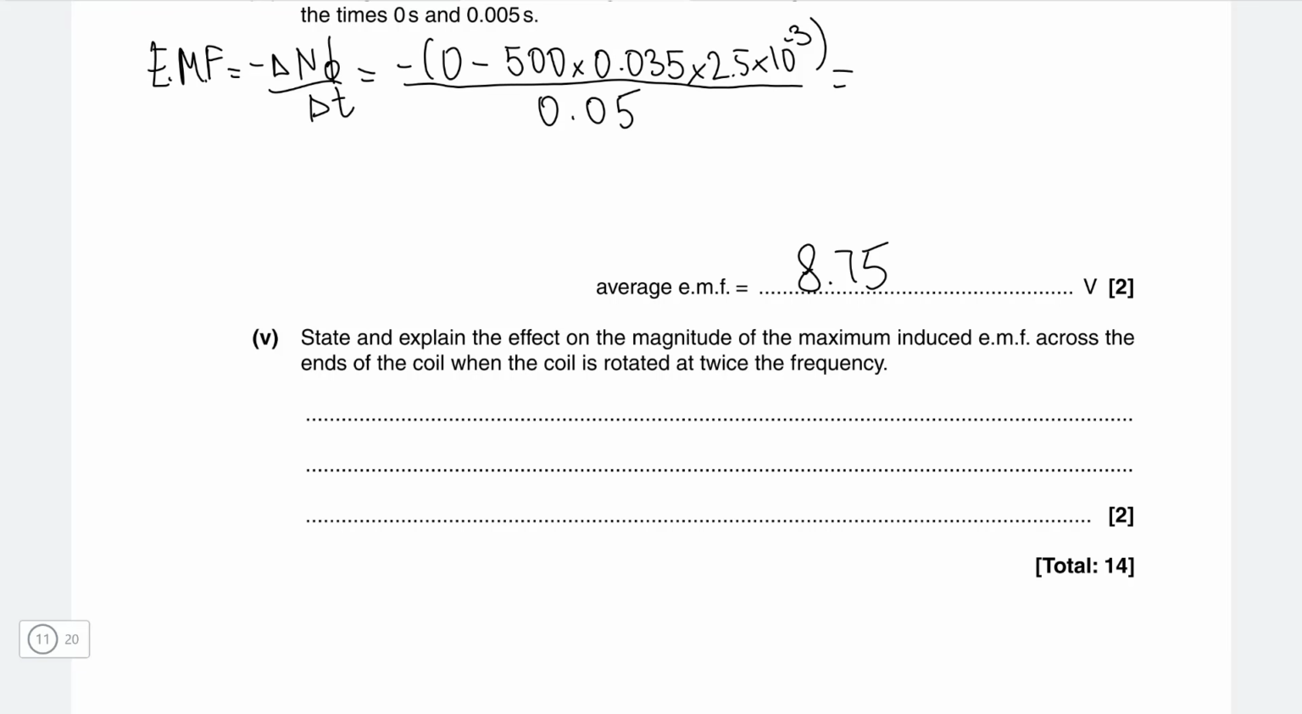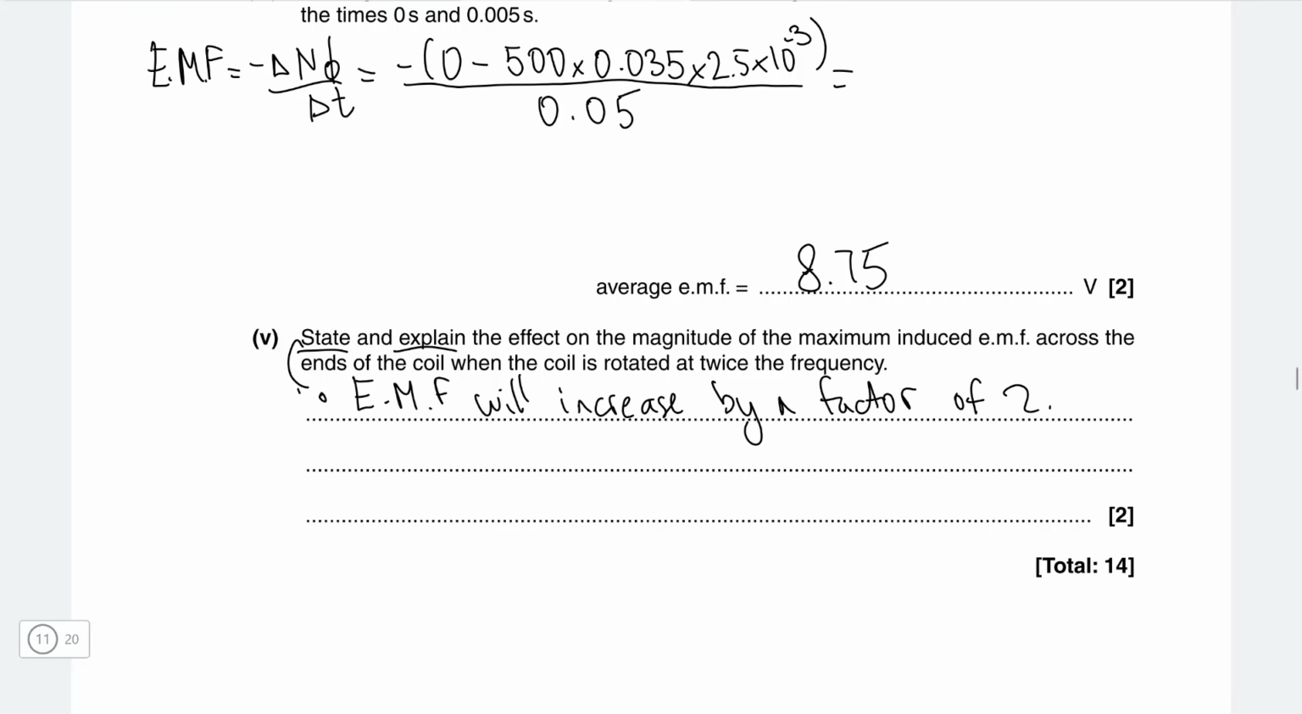Okay, question 5, state and explain. So we have two command words, both to state and explain the effect on the magnitude of the maximum induced EMF across the ends of the coil when the coil is rotated at twice the frequency. Well, the EMF will increase by a factor of 2. So we can write this down. The EMF will increase by a factor of 2.